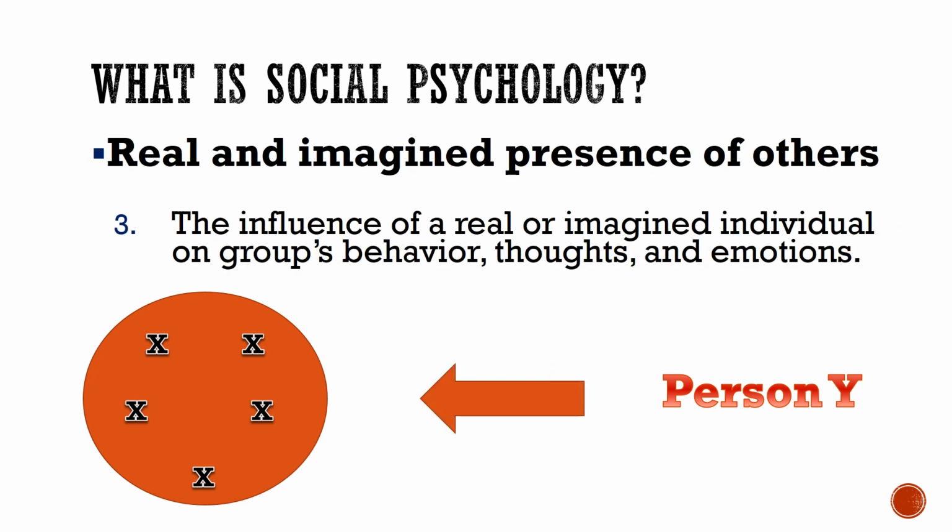A third way is how the real or imagined individual influences a group's behavior, thoughts, and emotions. A good example of this is leadership, which is when one person guides and determines the goals of a group of people. And again, we will talk about leadership later on in this course.